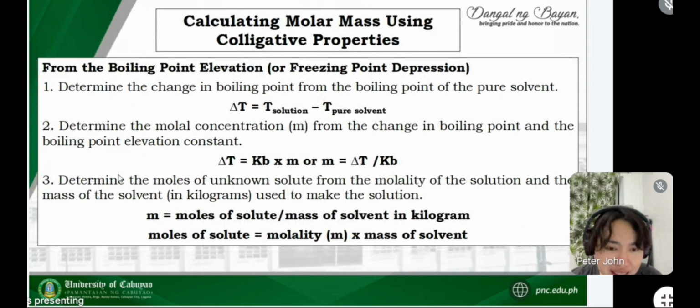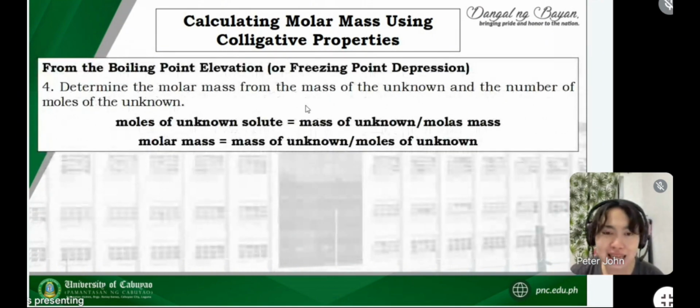So, here are the formulas na kailangan nyo lang po. Yan lang po yung magiging cover natin for the last topic. So, basically, again, as a review, sabi ko nga sa inyo, konti lang yung item na kukunin natin dito.